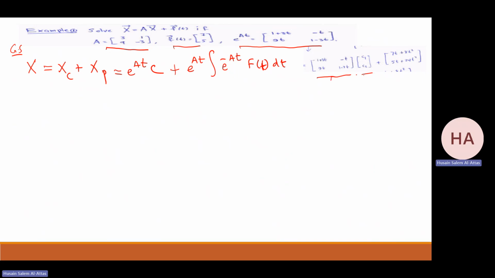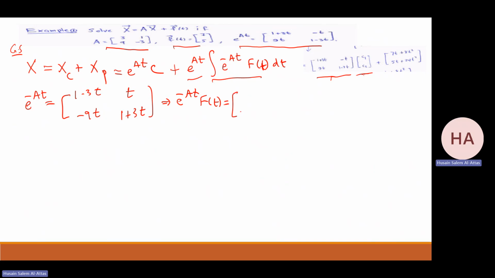Okay, so this is actually there. So I need to find this. Okay, so what will be e to the power minus At? I'll change it to minus t. Let me see what will happen. I have 1 minus 3t, t, minus 9t, 1 plus 3t. Okay. Now what is e to the power minus At times capital F of t as a product? That will be this matrix times f of t, which is what, 7 and 5.